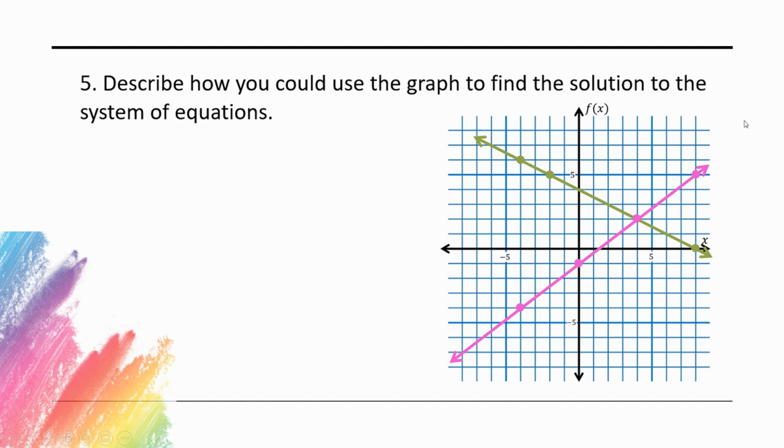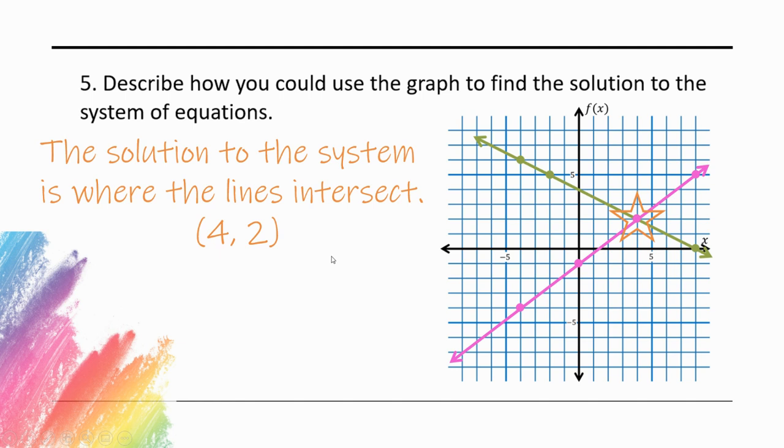In number 5, it says, describe how you could use the graph to find the solution to the system of equations. So remember that our solution that satisfied both equations was 4, 2. Notice what's happening here on this graph at 4, 2 is that these two lines are intersecting right there. So that is the one and only point, an xy pair that would satisfy both equations. So the solution, the xy pair that made both equations true, is where those lines intersect, and that point of intersection is 4, 2.